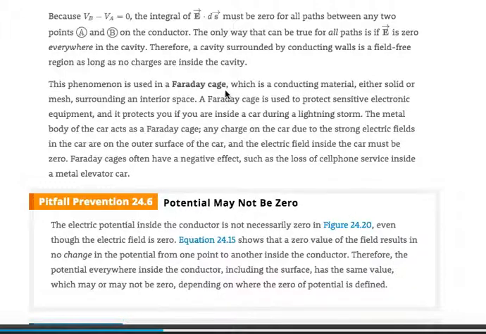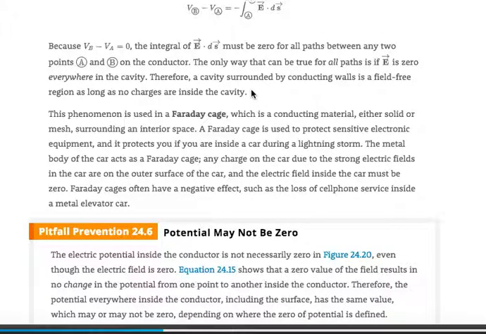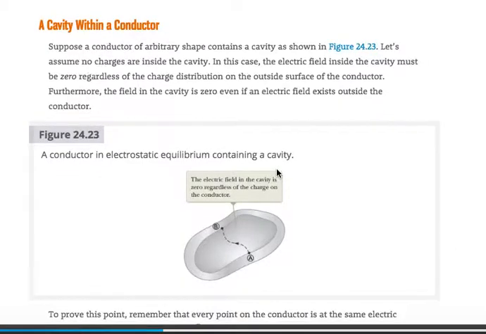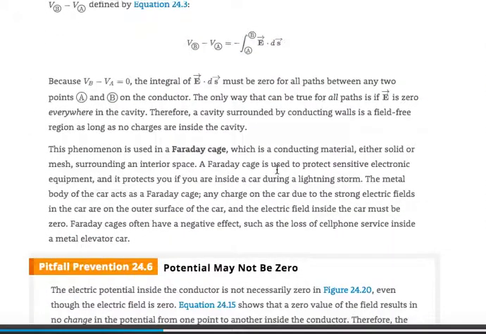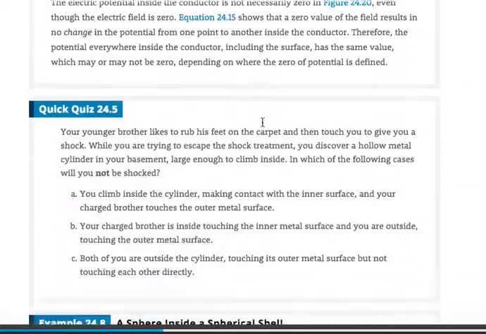But I do want you to know what a Faraday cage is. A Faraday cage is basically an enclosed metal or an enclosed conducting surface. It has to be entirely enclosed, including like the floor. And with a Faraday cage, there will be no electric field inside that cage. There still may be a potential, but no change of potential.